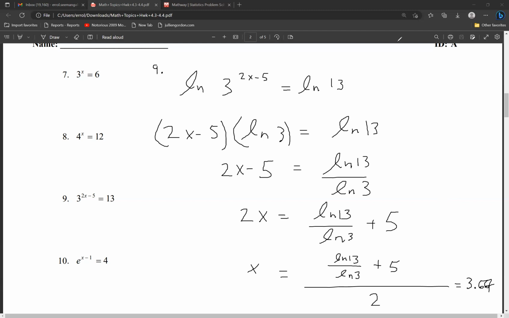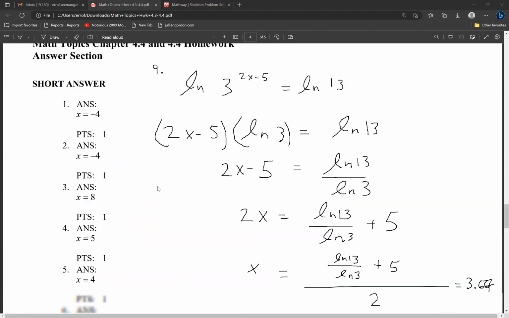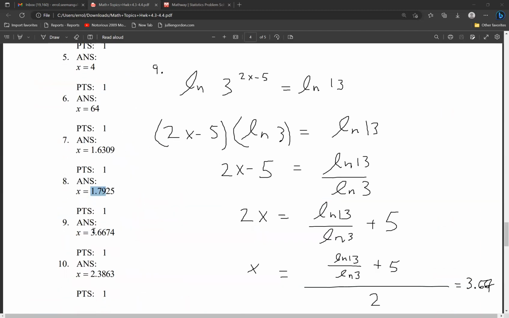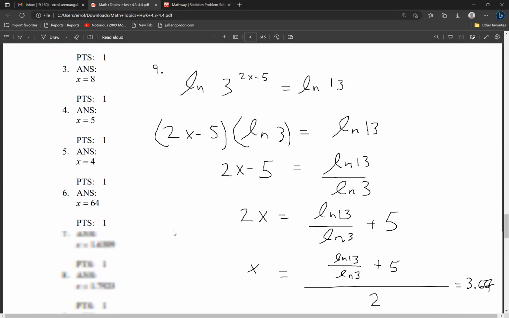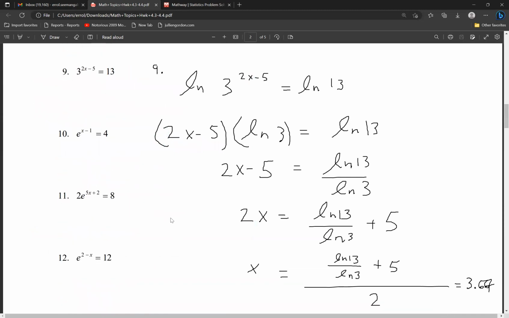Okay, let's check that one. That 3.667, yeah, 2 decimals. Okay, yeah, 3.667. All right, what number is that? That's 9. So just take a picture of number 9 or write it down. I got it.